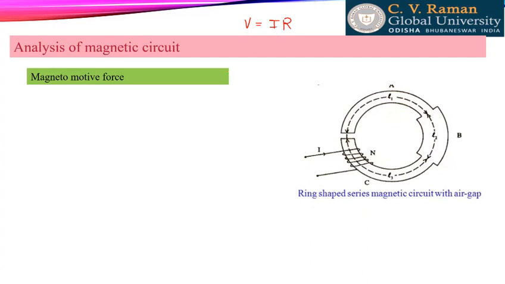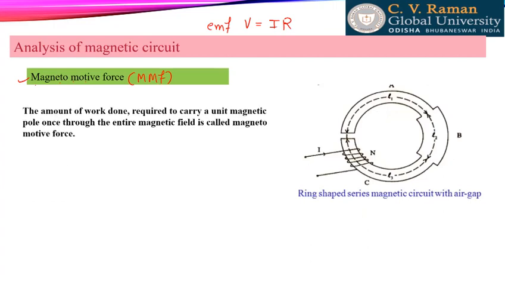V is equal to IR. V is your electromotive force, EMF. Similarly, here we will get magnetomotive force. This is your MMF. What is this MMF? MMF means the amount of work done required to carry a unit magnetic pole once through the entire magnetic field.